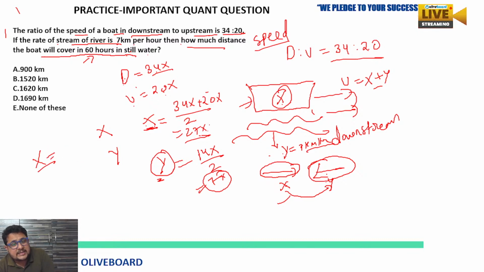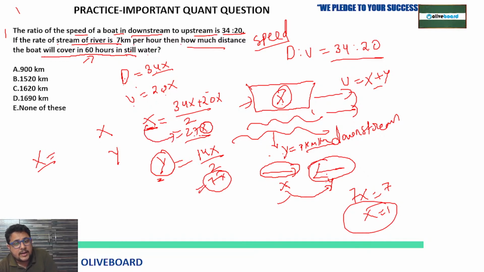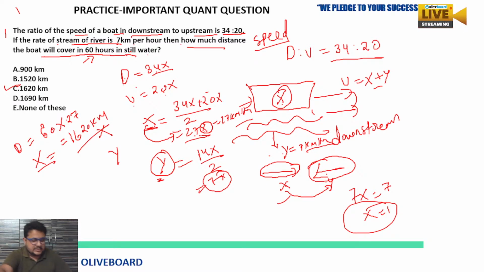But for that, 27x, the value of x, how will you calculate? By comparing this speed of stream 7x is equal to 7 kilometer per hour. So x is going to be 1. Means the speed of boat in still water is 27x, just put value 1 here. So 27 into 1 means 27 kilometer per hour. So how much distance will the boat cover in still water in 60 hours? Distance is equal to speed into time. 60 multiplied by 27. So you are going to get 1620 kilometer. 27 sixes are 162, 0 will come then. So option C is the correct answer.